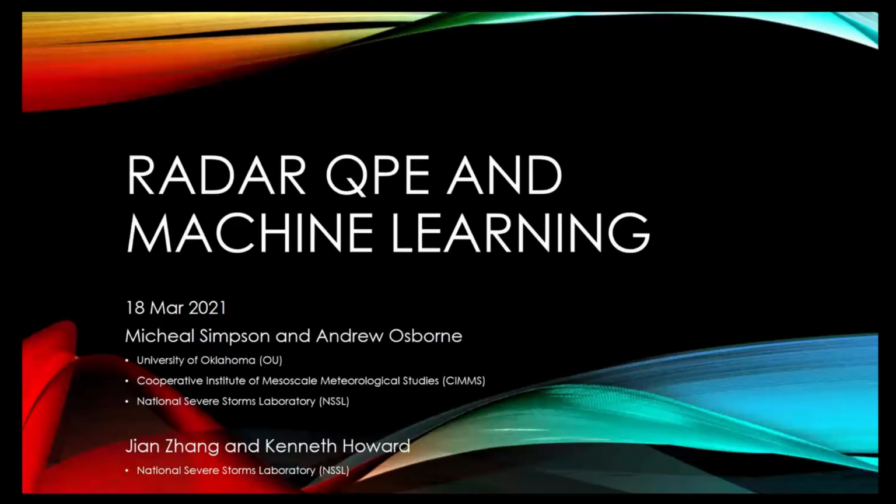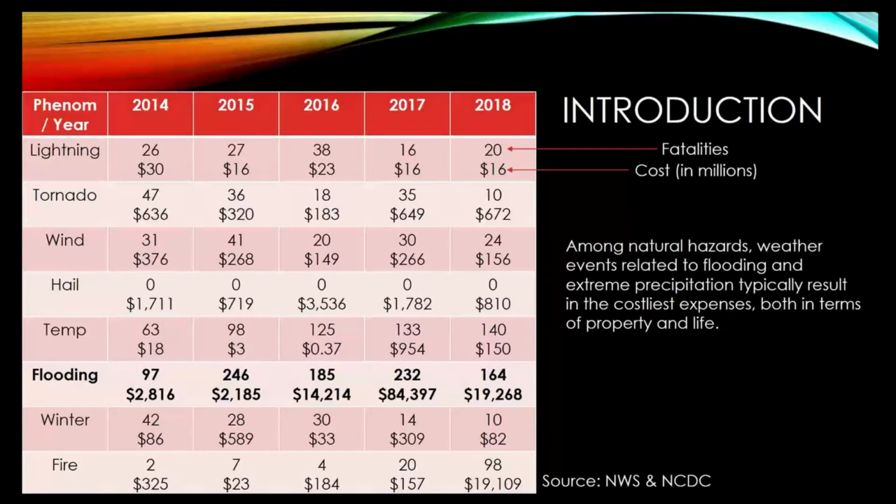My name is Micheal Simpson, and today I'm going to be presenting work that has been conducted by myself and my fellow colleague Andrew Osborne on implementing deep learning machine learning techniques for radar QPE. For this presentation, I'm going to be presenting some results that we have established thus far, and the problems and issues that we have faced and issues that are still ongoing.